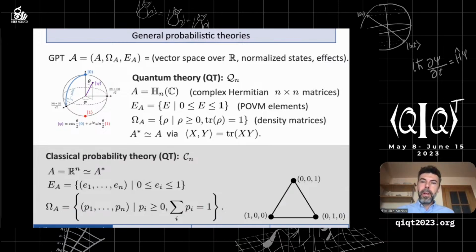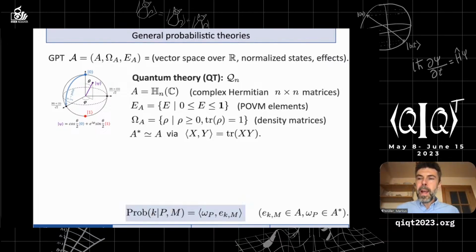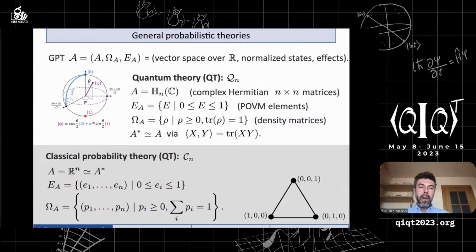Classical probability theory. So I should say that quantum theory over n outcomes will be denoted Qn in the following, and n can be finite or countably infinite. I can also think of a separable Hilbert space, for example. You can think of classical probability theory in a similar way. Now your vector space is just Rn, and your state space omega is the set of all probability vectors. So n probabilities, pi, they are non-negative and sum to 1. And the effects are vectors where all entries are between 0 and 1. And then you combine them with the dot product and you get a probability.